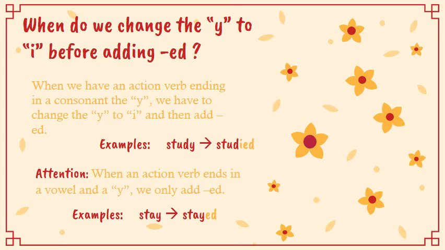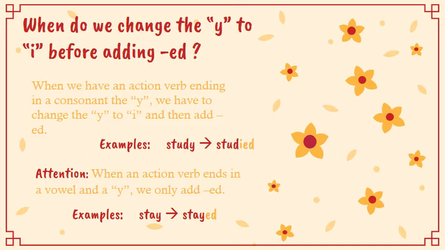Then I have to cross out the Y, put I, then add ED. Attention! When the action verb ends in a vowel and a Y, if I have a vowel letter before the Y, then I directly add ED. So if I want to add the inflectional ending ED to the verb that ends with Y, I have to look before the Y. If there is a consonant letter, then I have to cross out the Y and add IED. But if there is a vowel letter, I do not cross out anything, I just add ED.